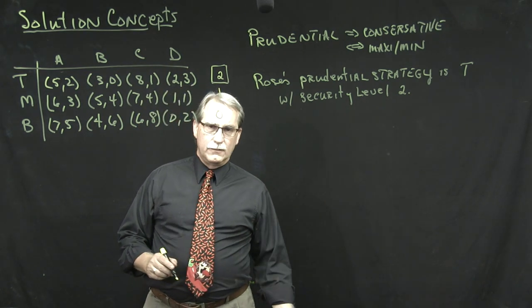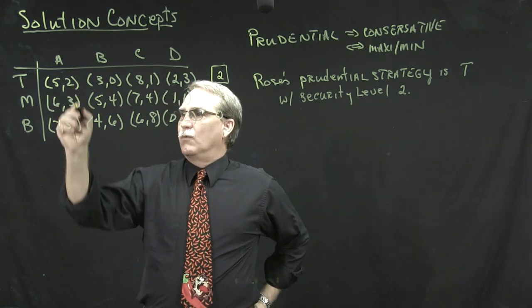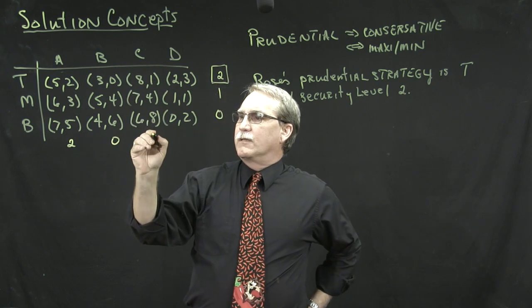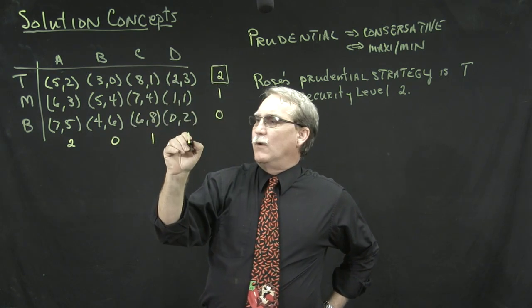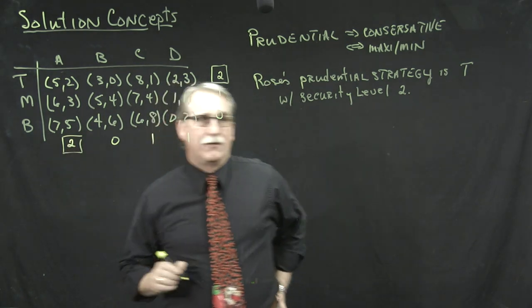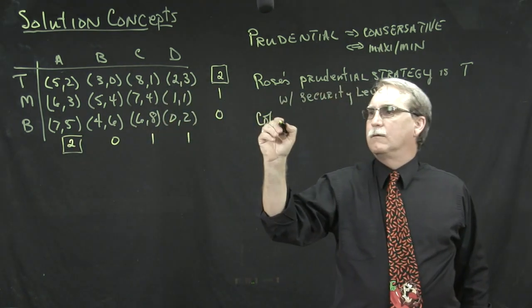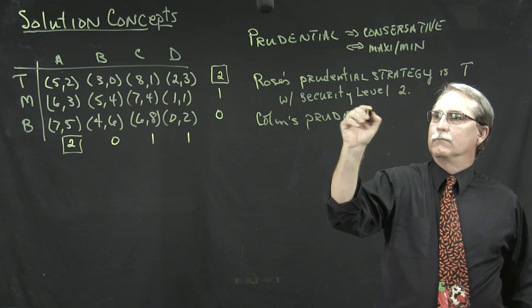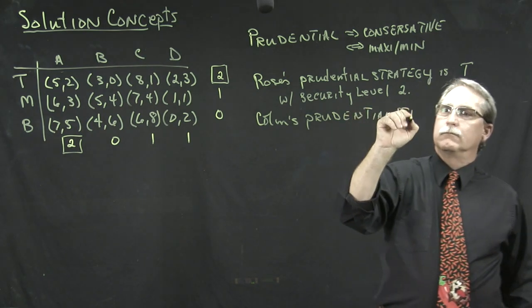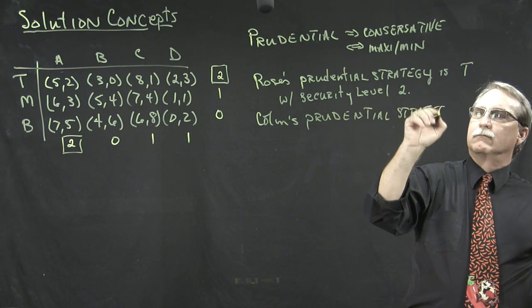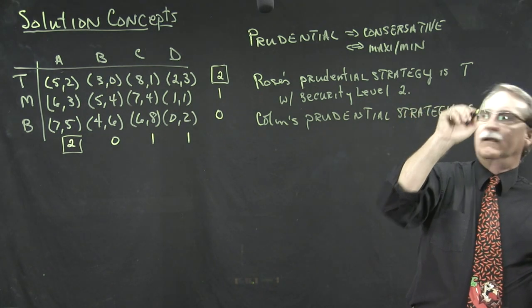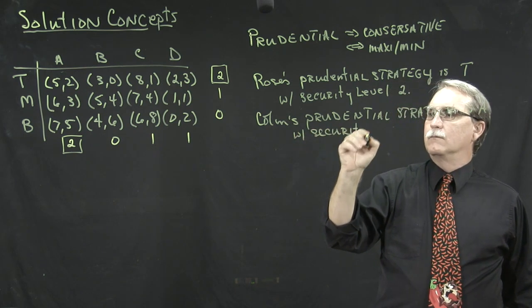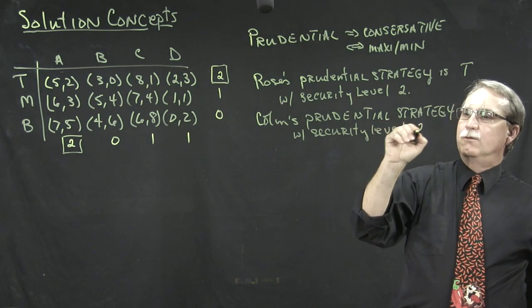We do Collin's prudential strategy the same way. The worst he can do in this column is a 2. The worst in this column is a 0. The worst in this column is a 1. The worst in this column is a 1. And the biggest of those is a 2. So Collin's prudential strategy is A with security level 2 as well.